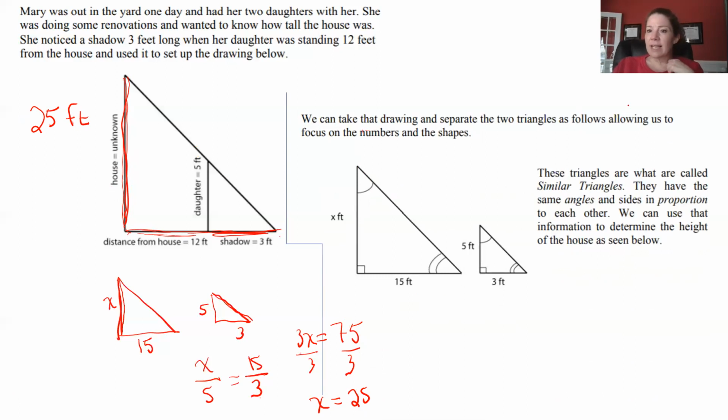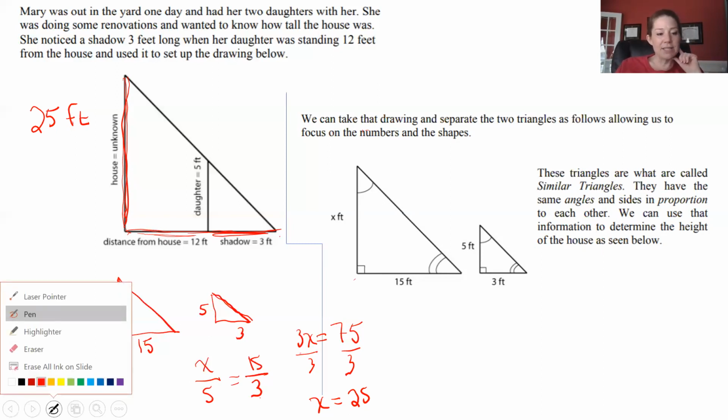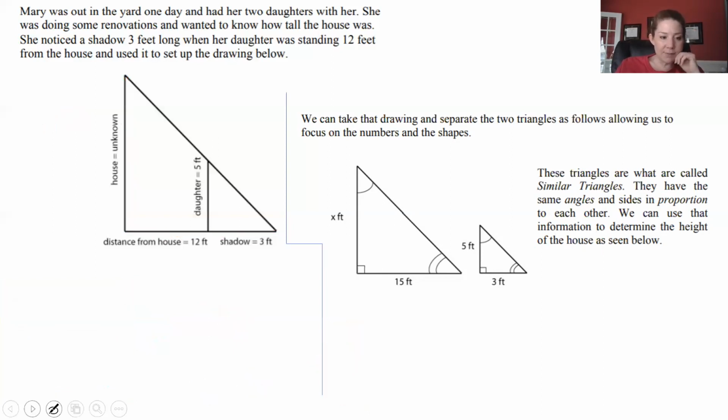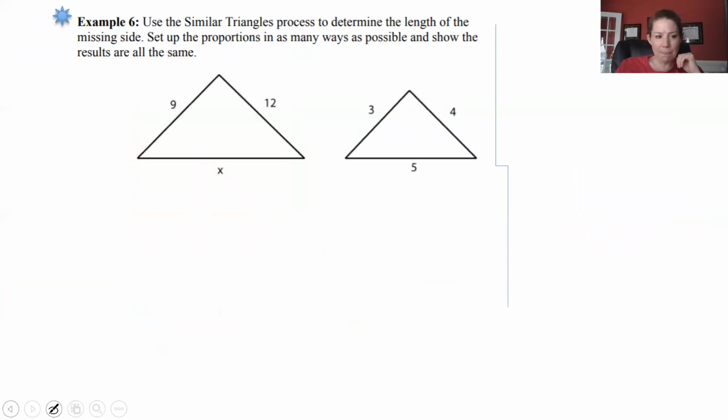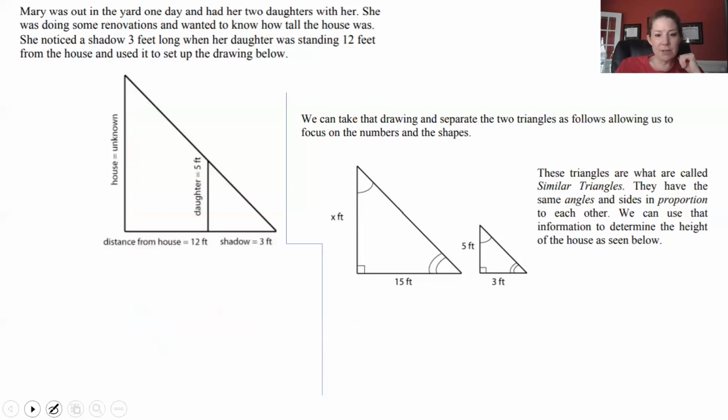All right, let's look at this. It says these triangles are called similar triangles. They have the same angles and sides in proportion to each other. We can use that information to determine the height of the house. So we found out by comparing similar triangles. All right, let's see what else we need to do.